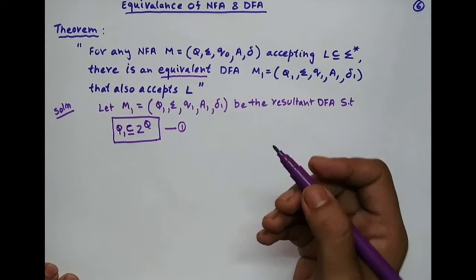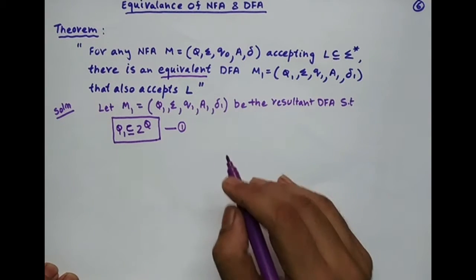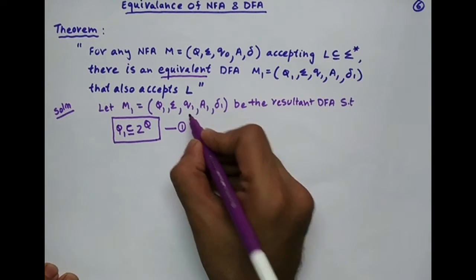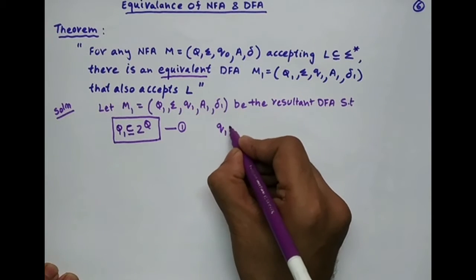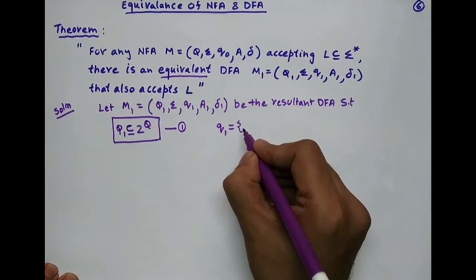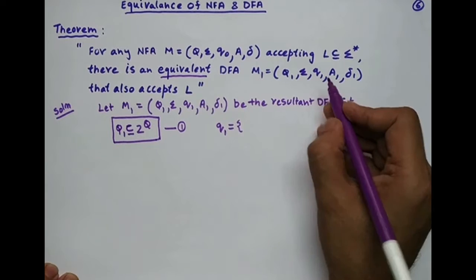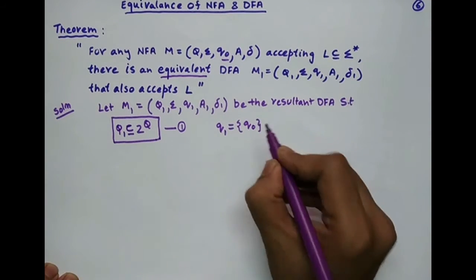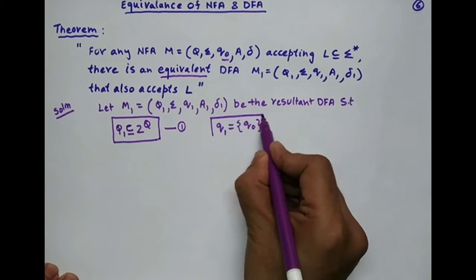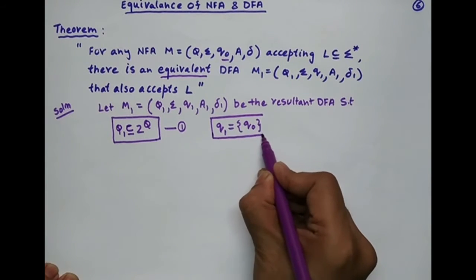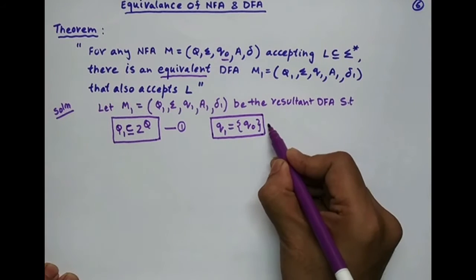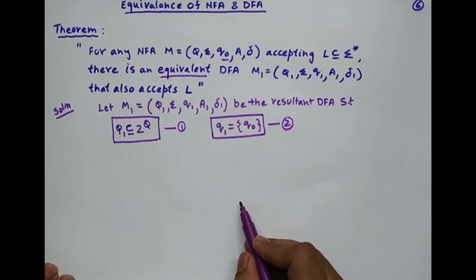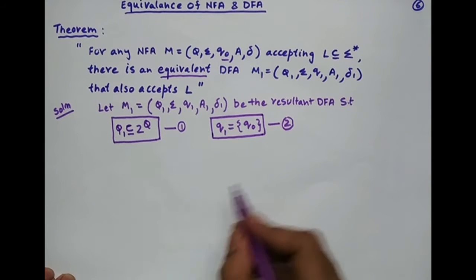Further, we always assume that the initial state of NFA and that of DFA is the same. So in this case, the DFA's initial state is q1. I am saying that this initial state of DFA is the same as the initial state of NFA, that is q0. This is our second assumption, that the initial state of NFA and DFA will be the same.